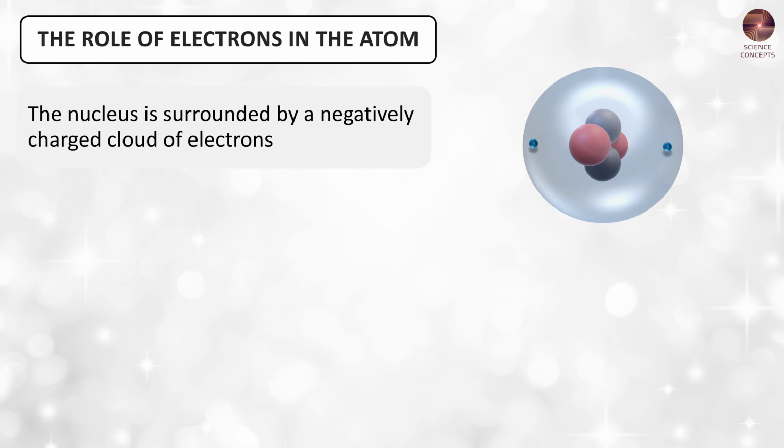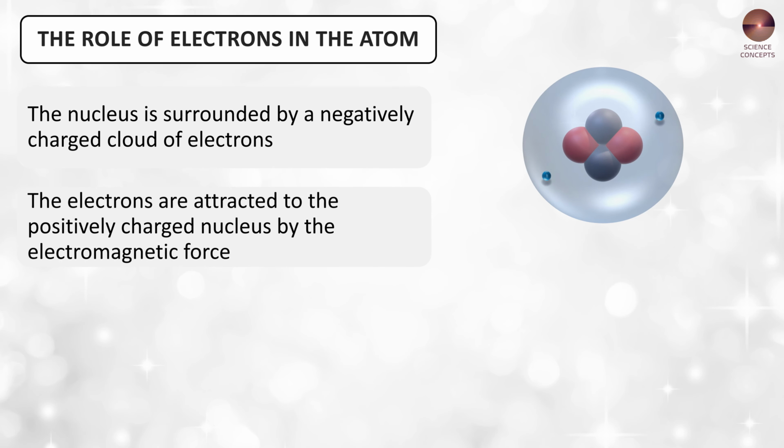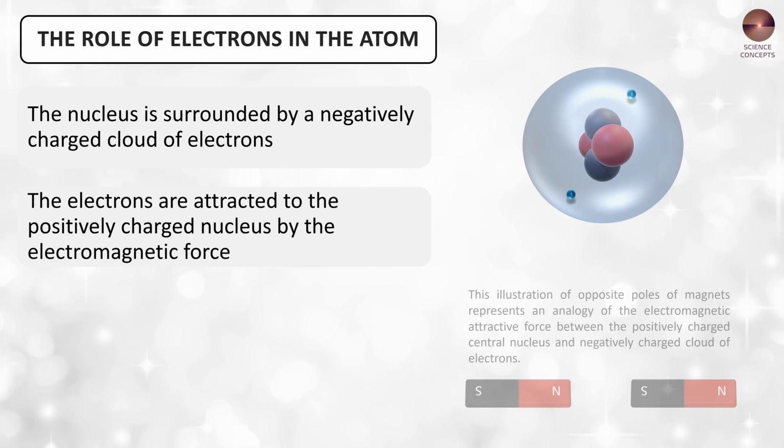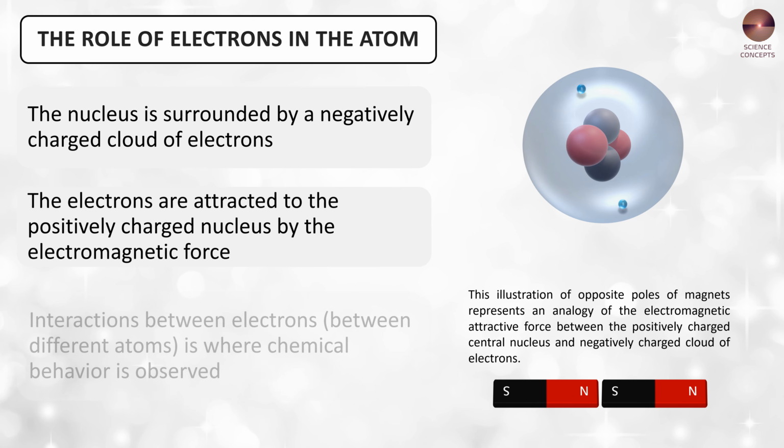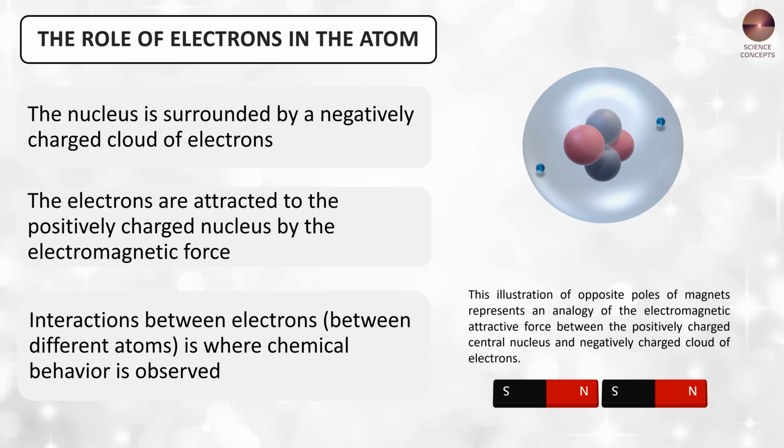The role of electrons in the atom. The nucleus is surrounded by a negatively charged cloud of electrons. The electrons are attracted to the positively charged nucleus by the electromagnetic force, just like magnets. Interactions between electrons, between different atoms, is where chemical behavior is observed, and we'll be looking at that in some detail in later videos.